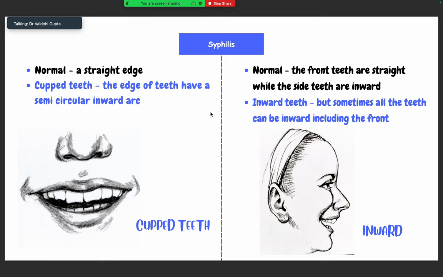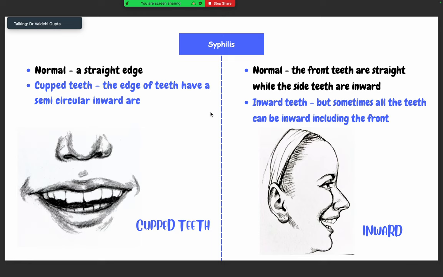Also in syphilis, normally the edge is straight, but here there may be curved teeth or inward teeth. I'm just dealing with one by one. Curved teeth, it looks like a cup. Curved teeth, the edge of the teeth has a semicircular inward arc. So we can see in the sketch, it is not a straight line, it is slightly curved like a semicircular arc. So it is curved, cupped lip, and it is considered in syphilis.